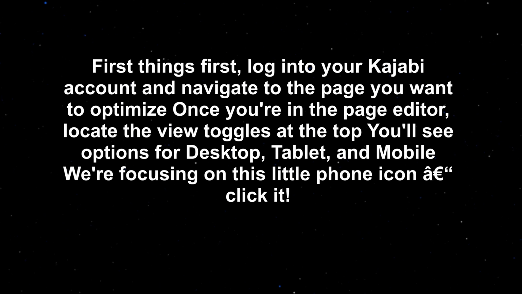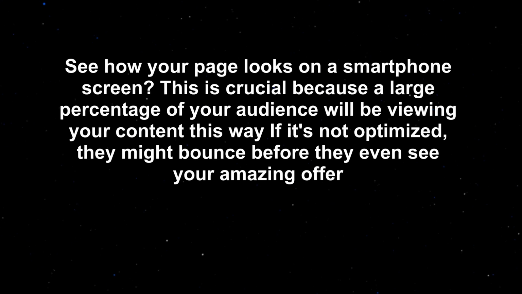First things first, log into your Kajabi account and navigate to the page you want to optimize. Once you're in the page editor, locate the view toggles at the top. You'll see options for desktop, tablet, and mobile. We're focusing on this little phone icon. Click it. See how your page looks on a smartphone screen.